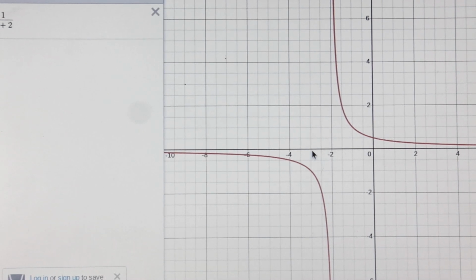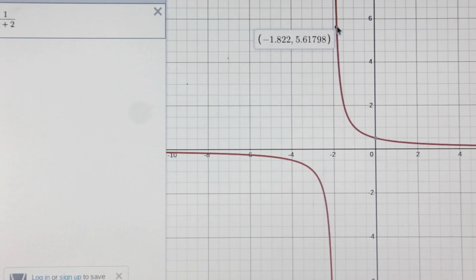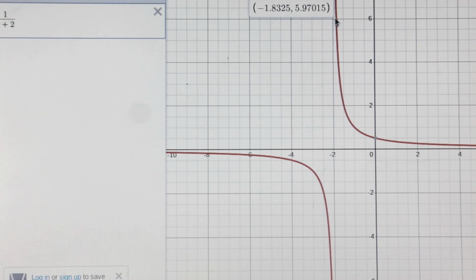So I'm going to write that note for myself. My vertical asymptote is at x equals -2. And I'll show you my paper in a minute. I can only put one thing under the dot cam at a time. All right, let's go over to this graph, and I'm going to try to find some more points. This one has better points.